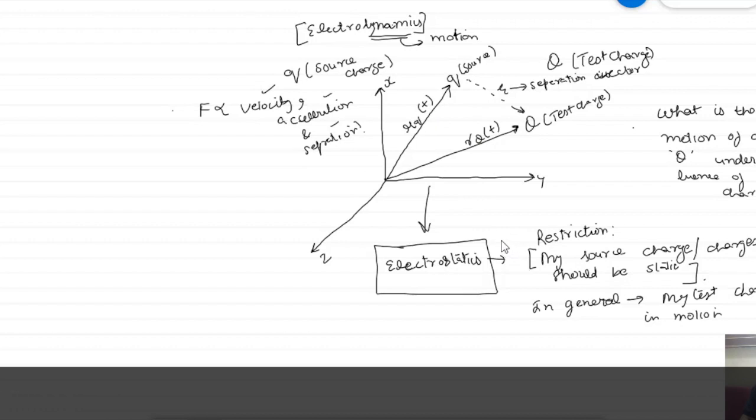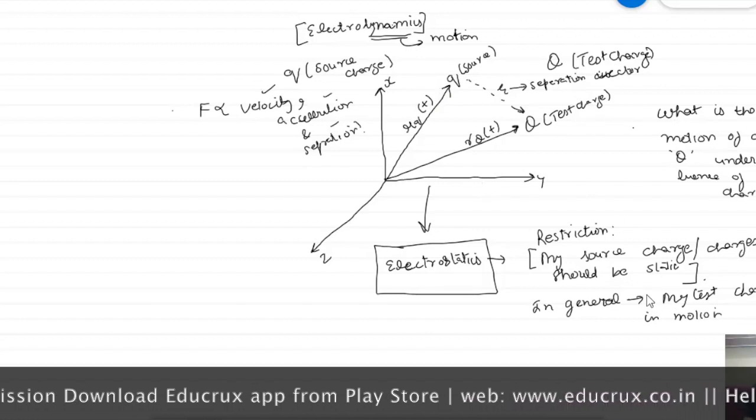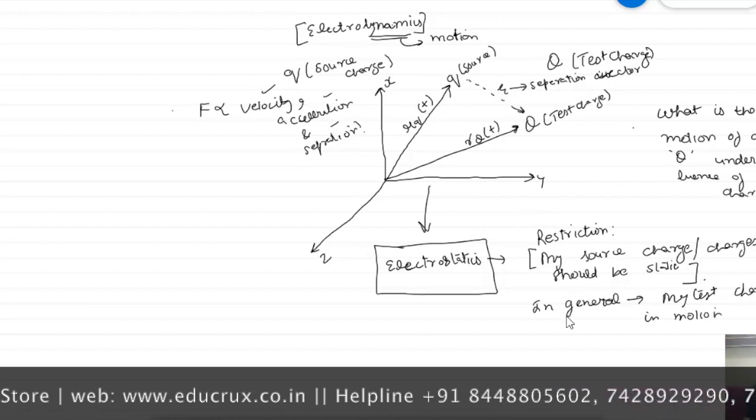But in electrodynamics, or in the real scenario, my source charge's position or source charges' positions are changing with time. But in electrostatics, my source charges should be static. That is, their position vector should not change with time.